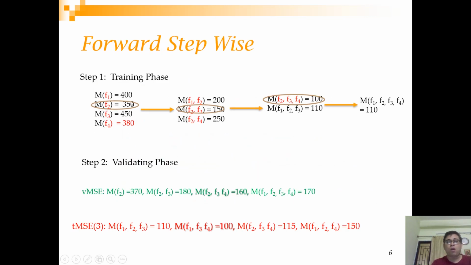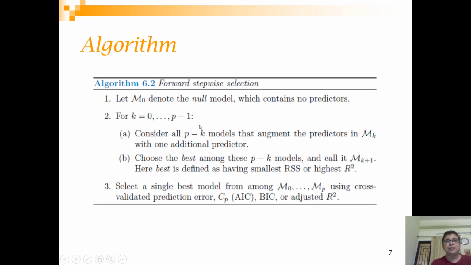initially we have made 4 models, then 3, then 2, finally 1. That's what this is telling, that every step will make p minus k models, where k varies from 0 to p minus 1. Then choose the best among them for each feature count, and finally you validate using your validation test MSE. As I said, Mallows Cp, AIC, BIC, these are also very standard measures which you can read up and find more about.